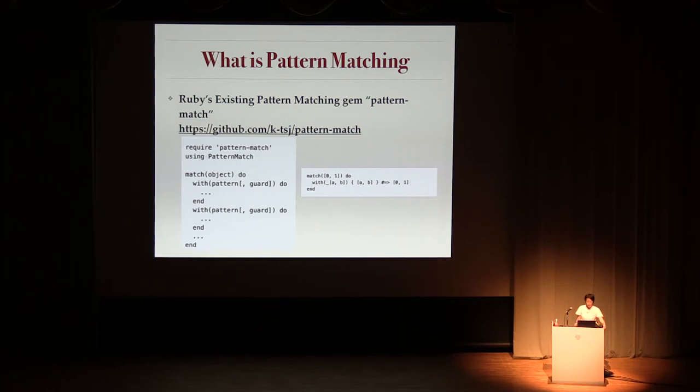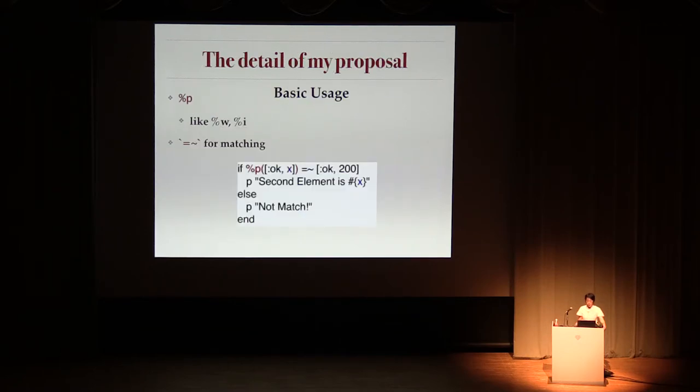And now, about Ruby, there is a great pattern matching gem by Tsujimoto-san. This gem is very great and has rich functionality. Usage is like this: it matches an object with a condition. But I want to use pattern matching in Ruby in a more natural, more simple way. So this is my proposal.